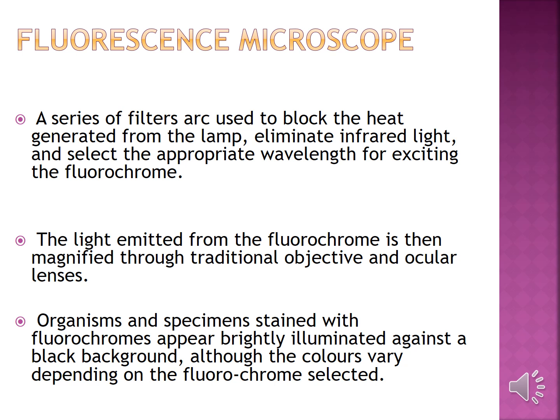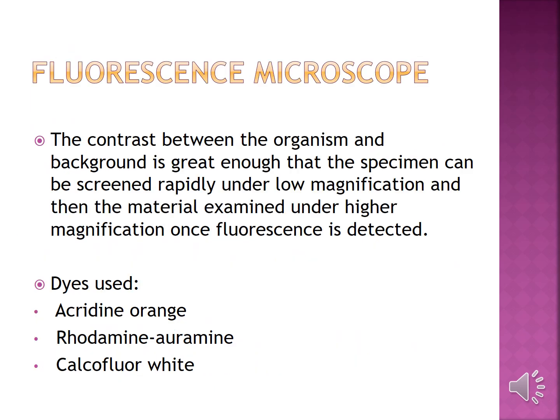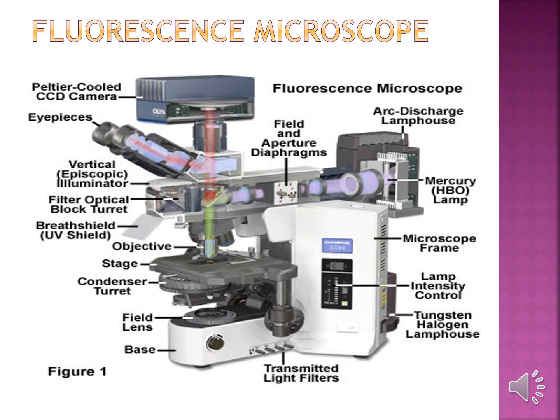Organisms and specimens stained with fluorochromes appear brightly illuminated against a black background, although the colors vary depending upon the fluorochrome selected. The contrast between the organism and the background is great enough that the specimen can be screened rapidly under low magnification, and then the material is examined under high magnification once fluorescence is detected. So the dyes which are used are acridine orange, rhodamine, auramine, and calcofluor. This is the fluorescence microscopy.